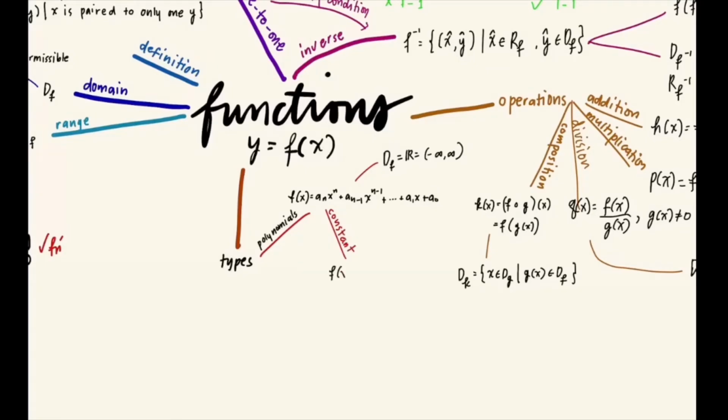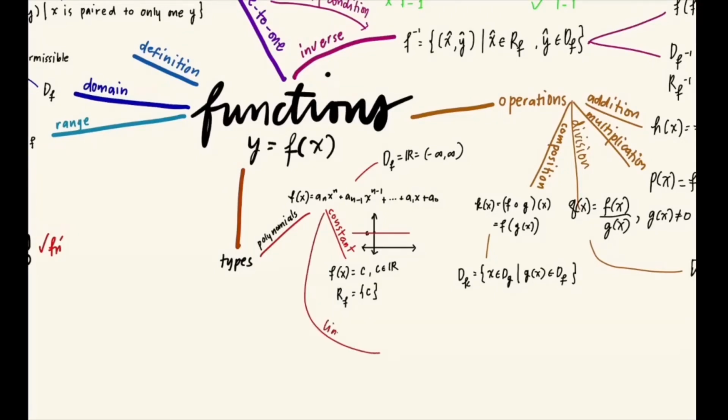A constant is a polynomial function, which is f of x equal to c, where c is any real number. C can be 0, c can be anything as long as it's a real number. The graph of this is a horizontal line at y equal to c, meaning whatever the x is, since you don't have an x in your function, the y is always c. This means that the range contains only one value, c.